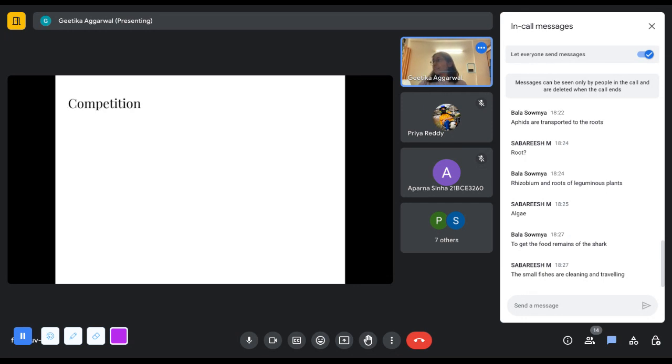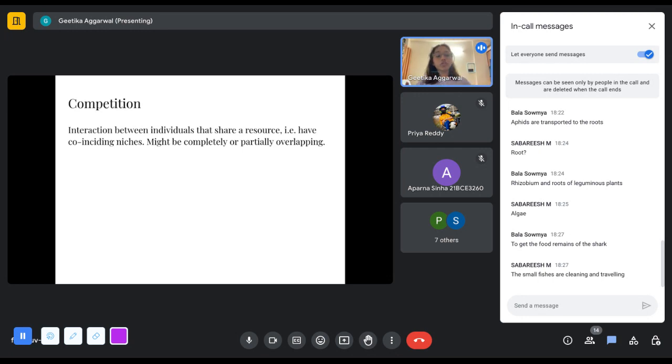Moving on to competition, as we all discussed, yes, competition is an interaction in which both the parties that are interacting suffer a loss out of that interaction. And what exactly happens is when both the participants share a resource, when they have coinciding niches or their niches overlap either partially or completely. Okay, so if in a habitat you have, say, two herbivores, both of them are feeding on grass, and the other one, say, can also feed on leaves. So we will say that these both might be competing with each other for the resource that is grass, because that is the overlapping resource, right?